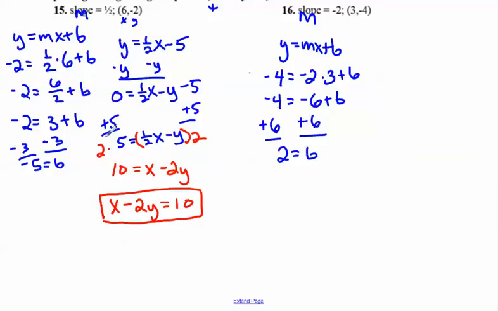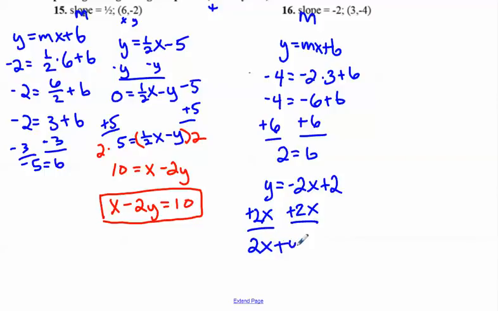So then I have y equals negative 2 is my slope times x, and positive 2 is my b, my y-intercept. So now to get this one into standard form, all I need to do is move my negative 2x to the left. It will become positive, and I think it will just look perfect. So I'm going to add 2x to both sides. And now I have 2x plus y equals 2, and that's my equation in standard form.